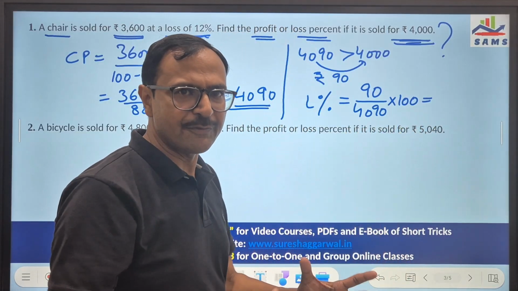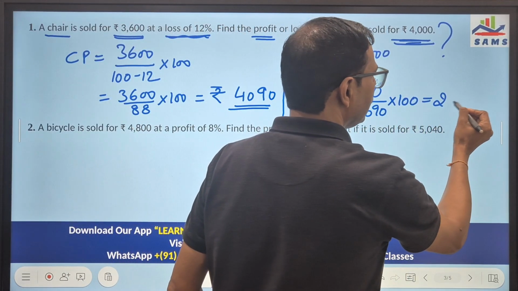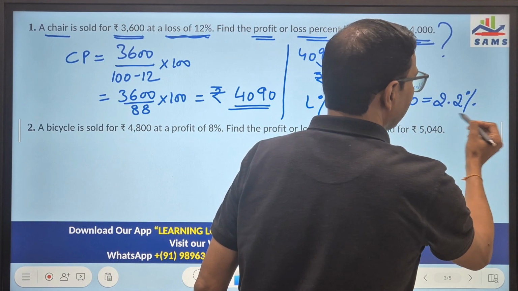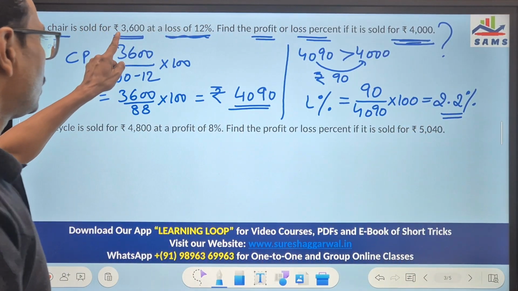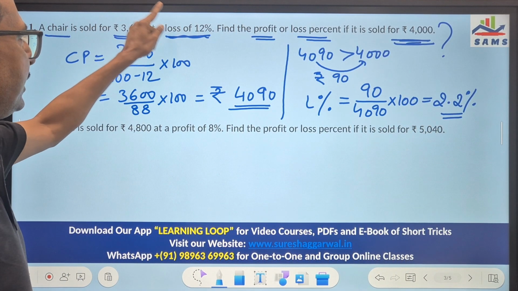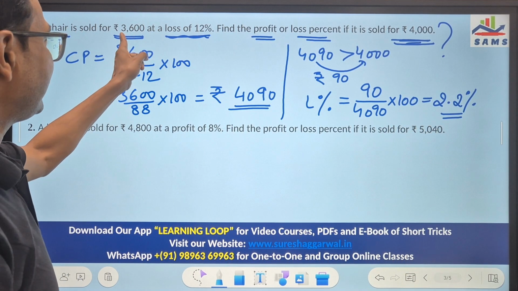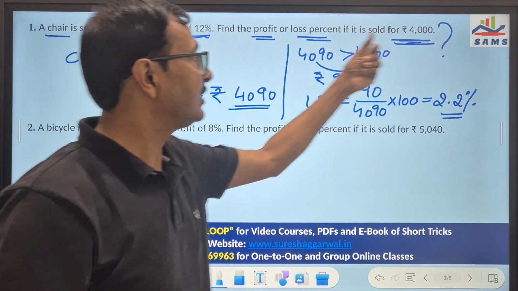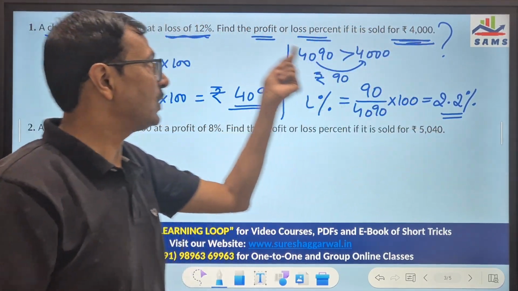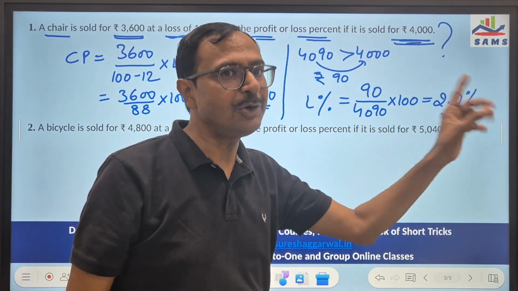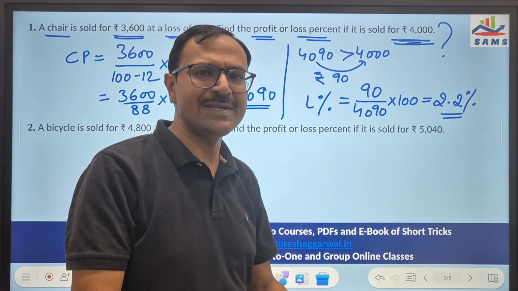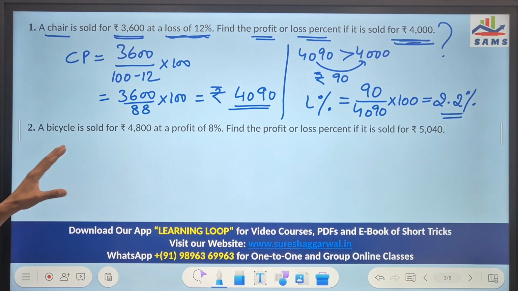I have solved it already for you. So this is 2.2%. So see what happened in the question. It was sold at 3600 and incurred a loss of 12%. Now when the selling price was increased, the loss decreased. So 12% became 2.2% loss. Likewise, you can apply it to solve some other questions.